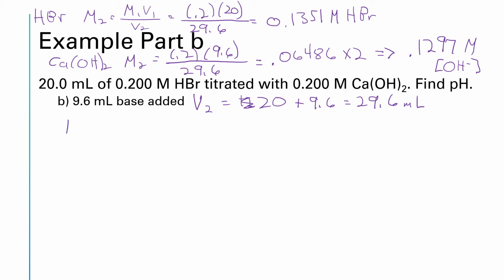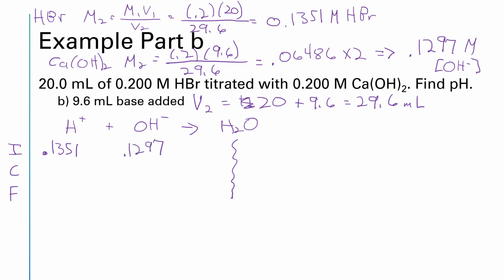Now, if we look at our net ionic equation for the acid-base neutralization reaction, H plus plus OH minus yields H2O. Let's look at our change in our final values. We'll squiggle out water since that won't affect the pH. Initially, for the acid, we have 0.1351 molar. For the base, we have 0.1297 molar. Still, the acid is present in excess, and the hydroxides are going to be our limiting reactant because it's smaller, so that will be a minus 0.1297 as it all gets eaten up.